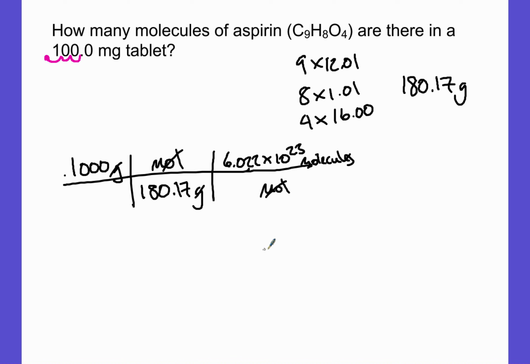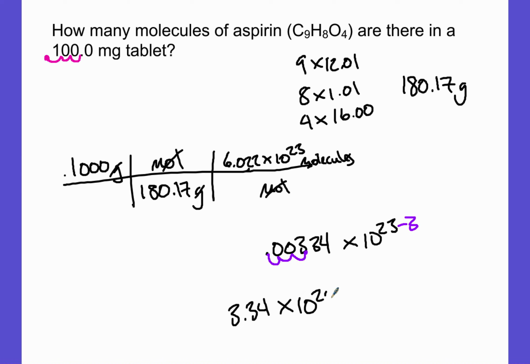So it turns out I get an answer of 0.00334 times 10 to the 23rd. So I just multiplied those two numbers, divided by 180.17, and then tacked on that times 10 to the 23rd. I will need to make an adjustment there because I have to move the decimal where it's supposed to be. And that actually tells me to subtract 3 if I move to the right. So my final answer would be 3.34 times 10 to the 20th molecules. Couldn't figure out if I was making a C or a U there, but there we go.